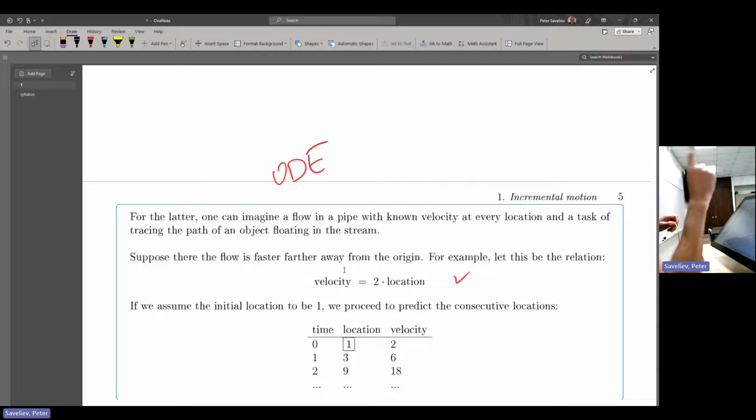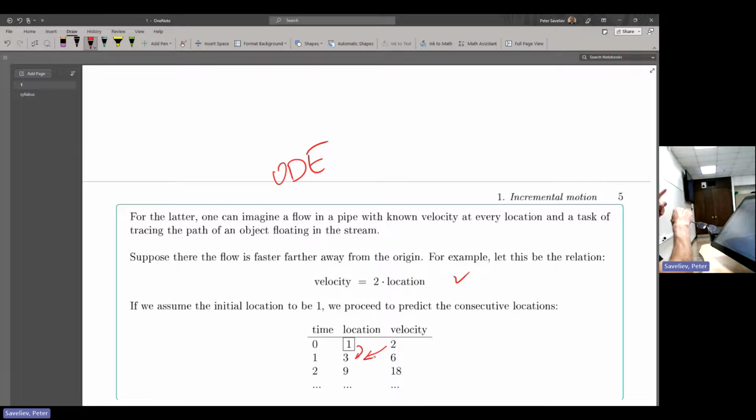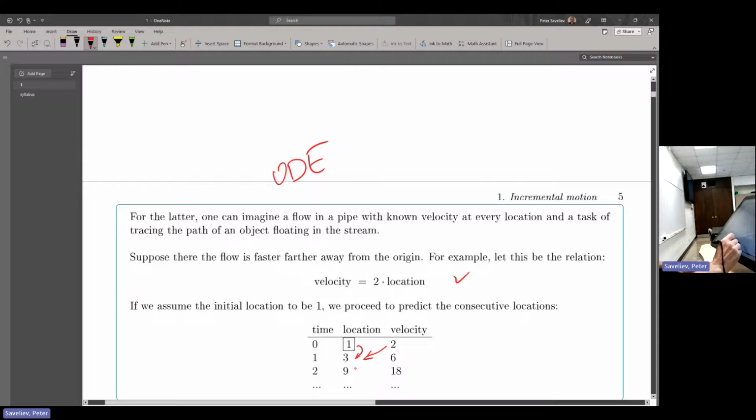We take that 2 and compute our next location, which is 3, because it is 1 plus 2. Knowing the location is 3, now I compute my next velocity, which is 6, so 3 times 2. Then repeat on and on. The next velocity is 6, so my next location is 3 plus 6, which is 9.